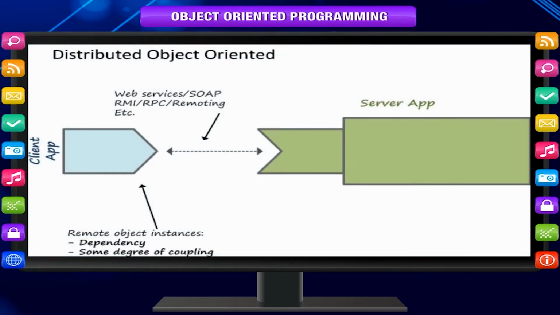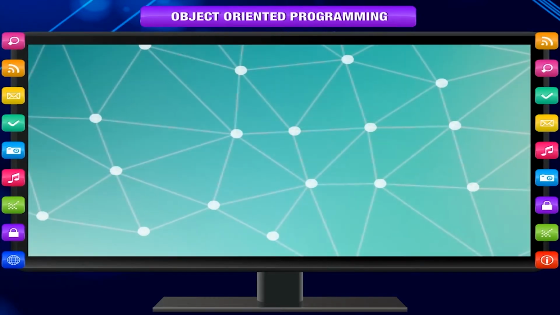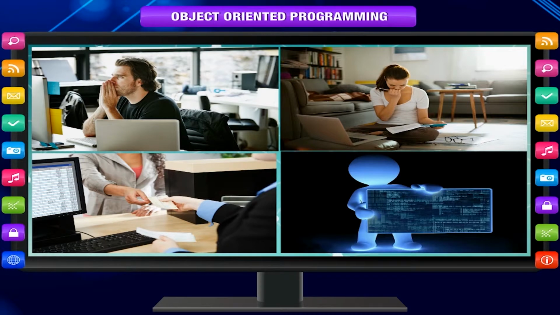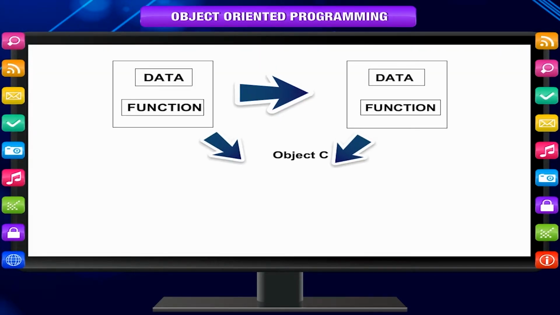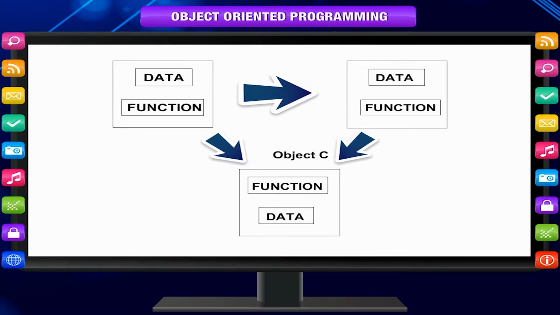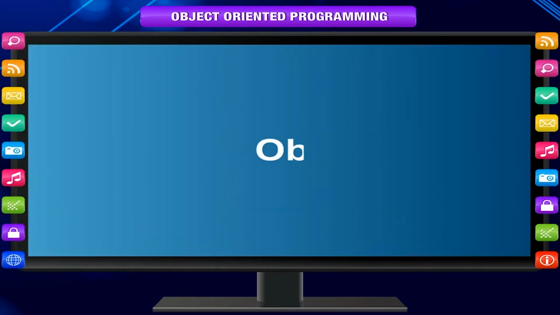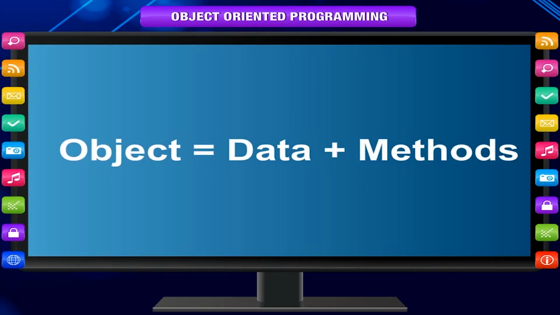Object. Objects are the basic entities in an object-oriented system. An object may represent a person, a place, a bank account, or any item that a program may handle. A problem is decomposed into a number of entities called objects, and then we build data and functions, or methods, to perform operations on this data, around these objects. The combination of data and methods makes up an object. Object is equal to data plus methods.